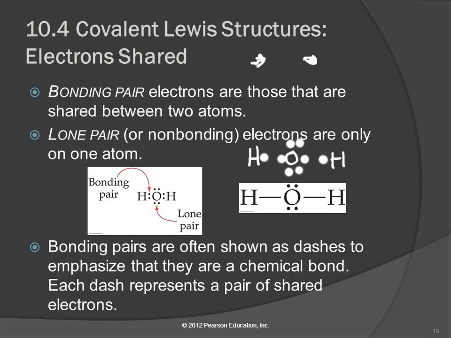It's a little bit like this. We're just connecting the dots of the shared electrons. So each of these lines represents a pair of electrons. That's 2 electrons, one from the hydrogen, one from the oxygen, that are being shared.